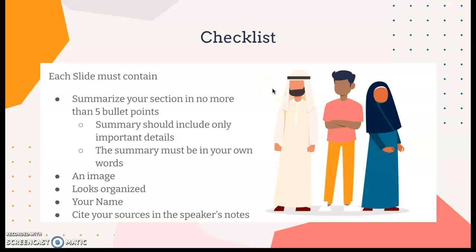So you are again going to be responsible for one question and one slide. So the question, you'll address your one question on that one slide. Each slide should have no more than 5 bullet points. It should summarize the important details. So it's not going to be every single bit of information you can find, but just the important information to answer your question. And it has to be in your own words. So don't give me a direct copy from something that you found somewhere else. You should have an image in there as well. So make sure to find an image that's associated with it. It should look organized and well laid out. It needs to have your name, and it needs to cite sources in the speaker's notes.